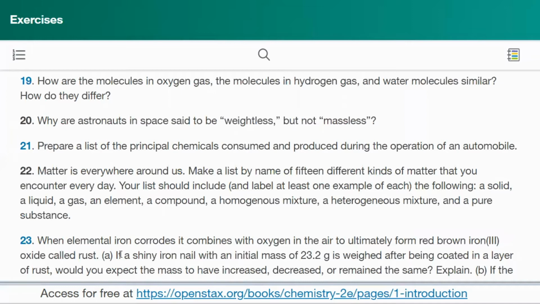Oxygen gas is made of oxygen atoms, hydrogen gas is made of hydrogen atoms, and water molecules are made of 2 hydrogen atoms and 1 oxygen atom. So for 19, let's see what the answer key says. In each case, a molecule consists of 2 or more combined atoms. They differ in that the types of atoms change from one substance to the next. Well, I was more explicit than what they said, okay?